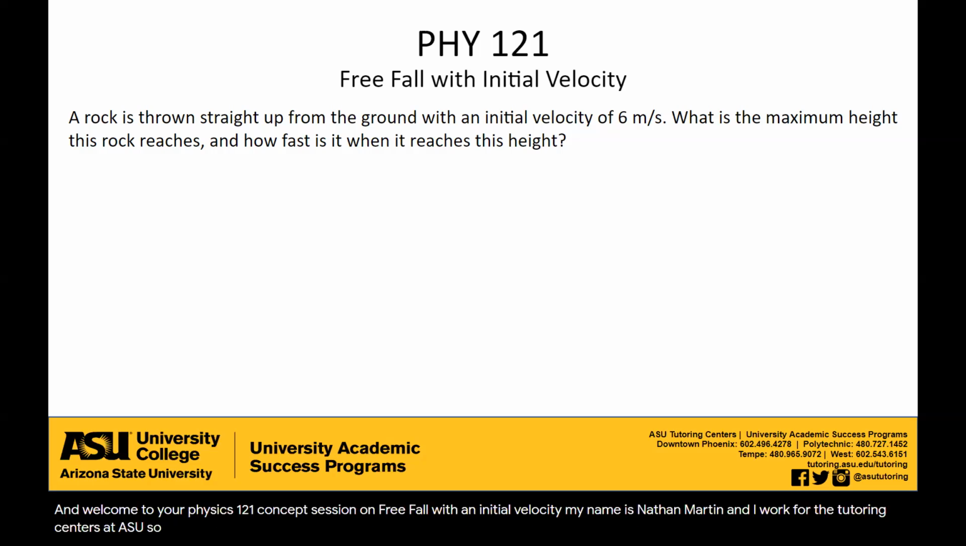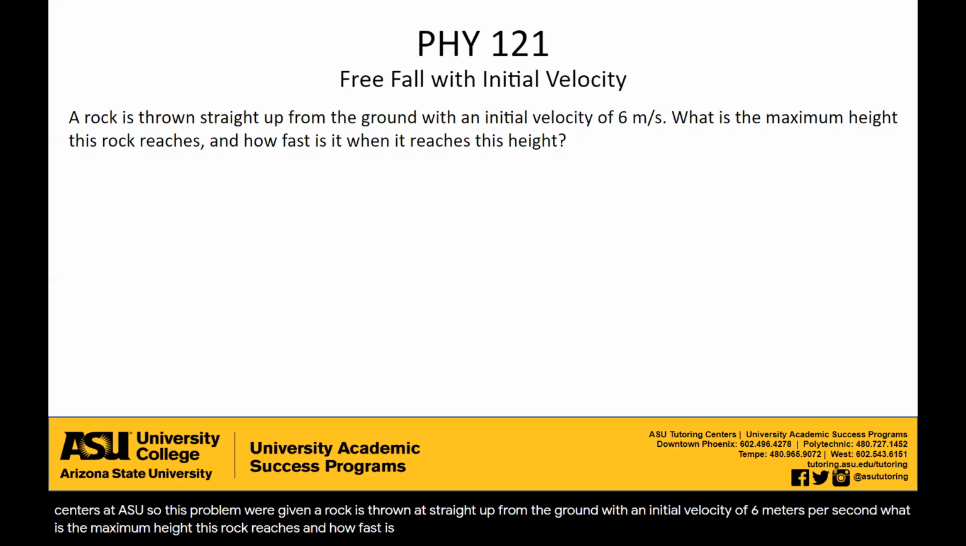In this problem, we're given that a rock is thrown straight up from the ground with an initial velocity of 6 meters per second. What is the maximum height this rock reaches, and how fast is it going when it reaches this height?